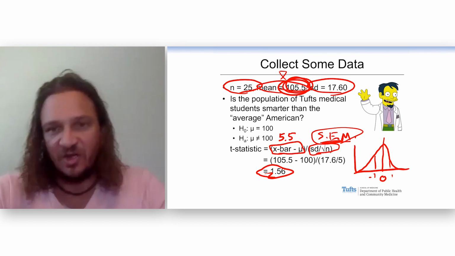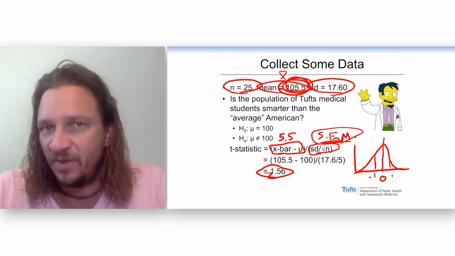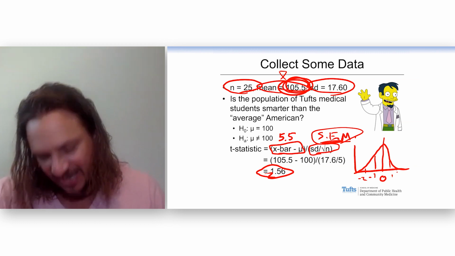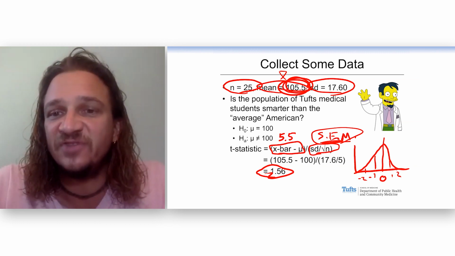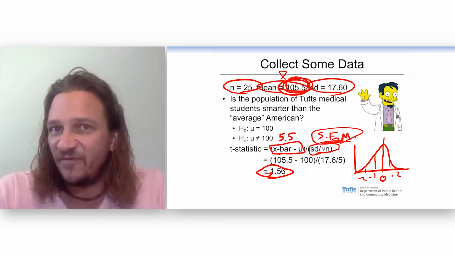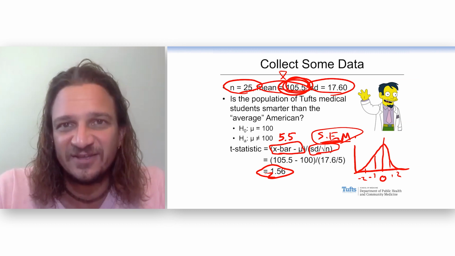68% of the time, we'll get a t in between -1 and +1. 95% of the time, we'll get a t in between -2 and +2. Now, where's 1.56? How does 1.56 look? Is it weird? Is it impressive?